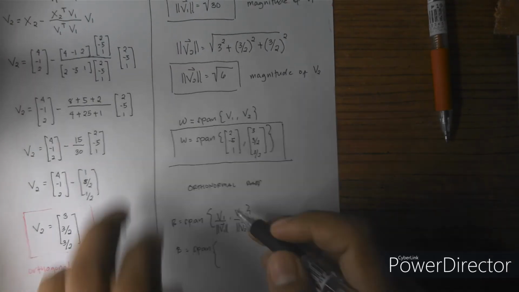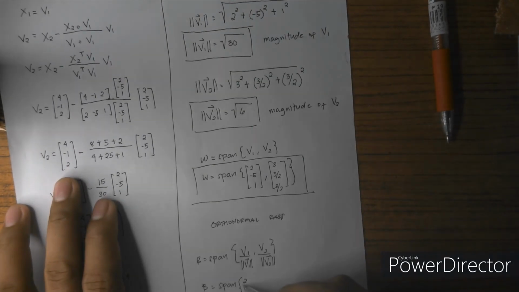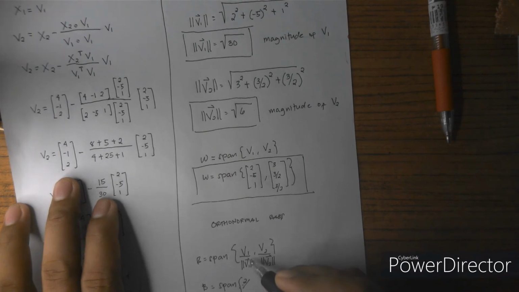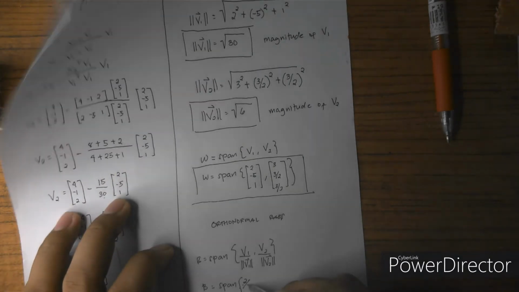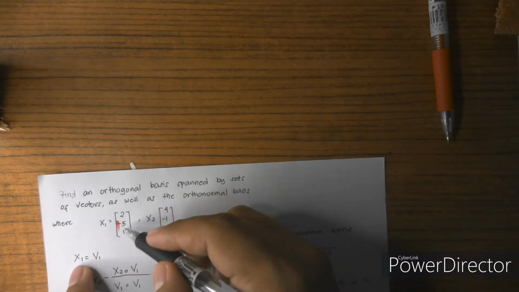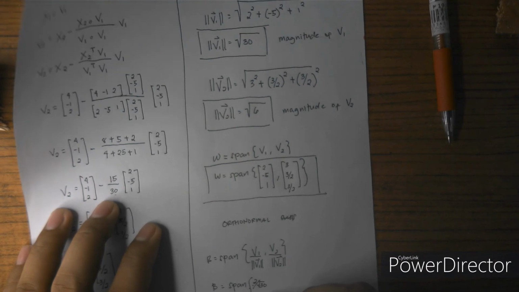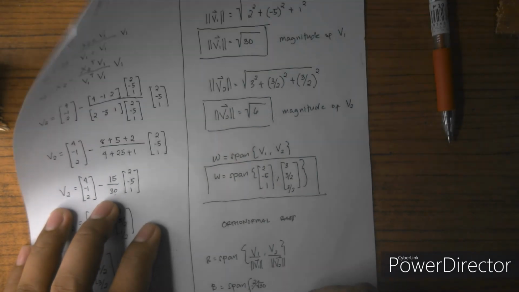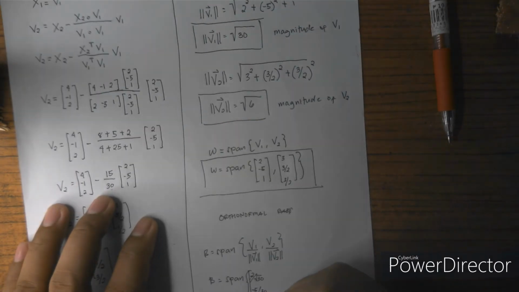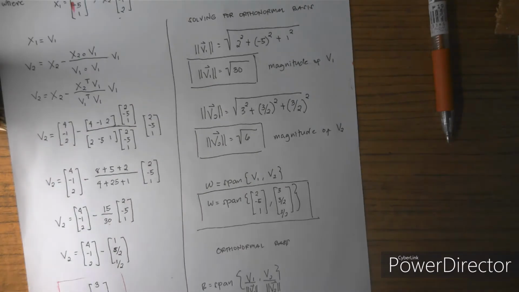So v sub 1 is equal to 2 over the magnitude of v sub 1, which is the square root of 30. Again, negative 5 over the square root of 30. Again, 1 over the square root of 30.